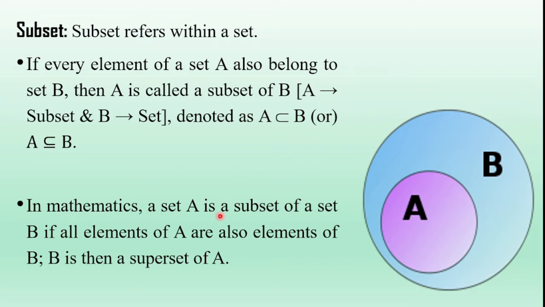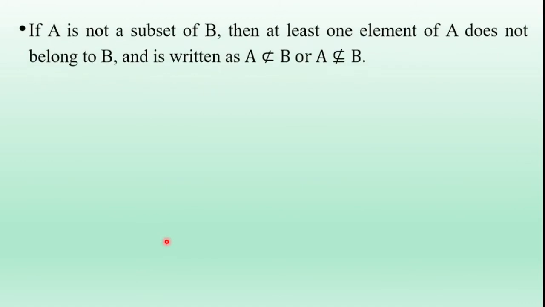In mathematics, a set A is a subset of set B if all elements of A are also elements of B. So B is then a superset of A. And this is the figure of set A as a proper subset of B. If set A is not a subset of B, then at least one element of set A does not belong to set B, and it is written mathematically as A is not a subset of B.